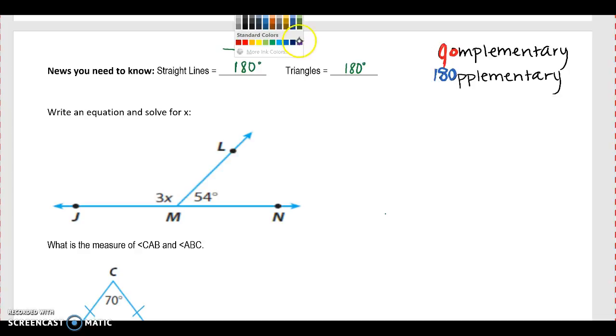So let's take a look at this first example. It says write an equation to solve for x. So we want to solve for what x equals. We're not looking for what this angle equals, we are looking for x. JMN, so JN is a straight line. So what do these two angles need to equal? 180 degrees, right? The sum of angles on a straight line is 180.